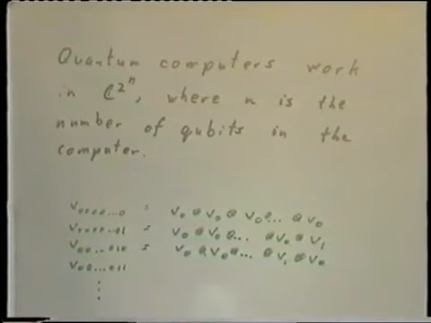So here is one set of orthogonal basis vectors of this space. There are 2 to the n of them, and they're just tensor products of v0 or v1, where these are just a basis for each of these vector spaces.